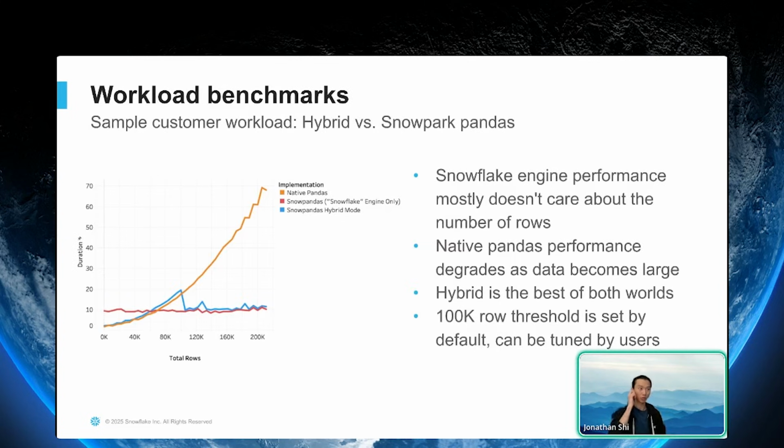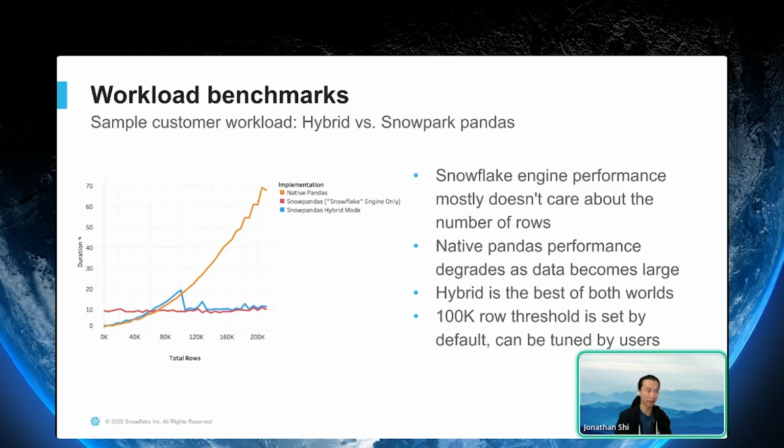The last thing I want to show you is this sample workload benchmark that we adapted from a customer notebook. This is a pretty typical pandas workload. There's a bunch of joins, there's a bunch of filters, and there's some group by aggregations in the pipeline. And you can see the performance characteristics across the different engines here in this graph. With Snowflake in Snowpark pandas, the engine performance doesn't particularly care about the number of rows in the input data. You can see the line is pretty flat.